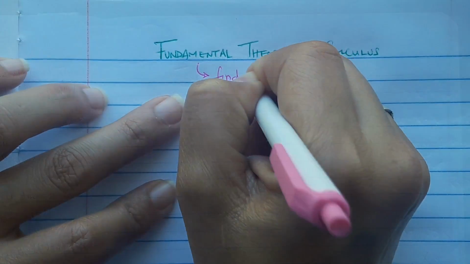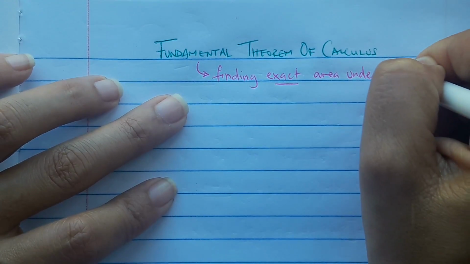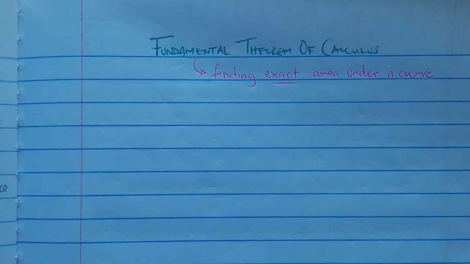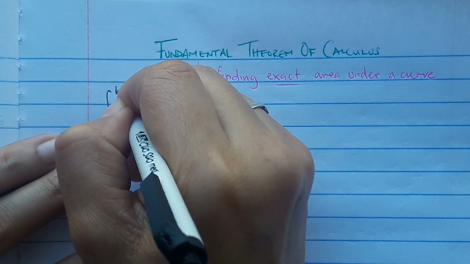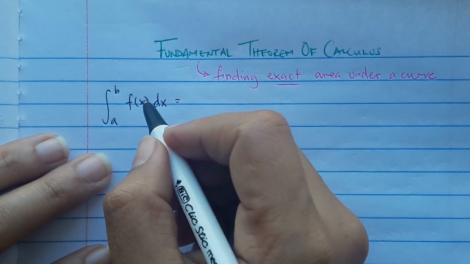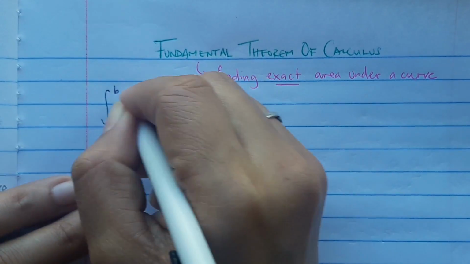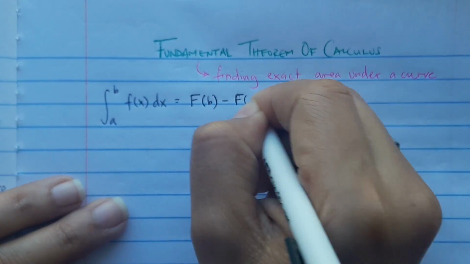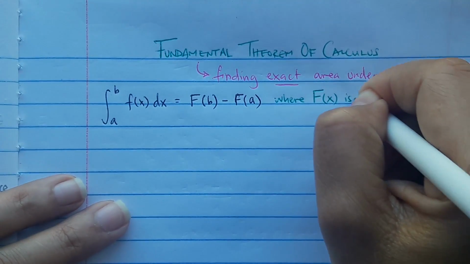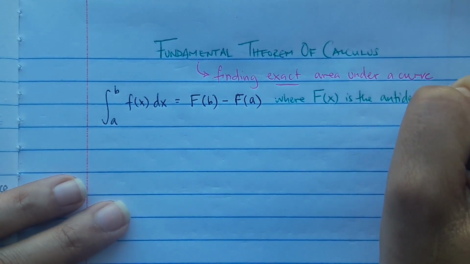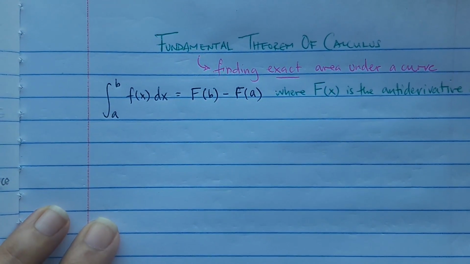And all that means is really finding the exact area under the curve. It's a definite integral, finding the exact area under the curve. In general terms, in official definitions, it's the integral from a to b of a function f of x with respect to dx, equal to the integrated function evaluated at b minus the integrated function evaluated at a, where capital F of x is the antiderivative of f of x.